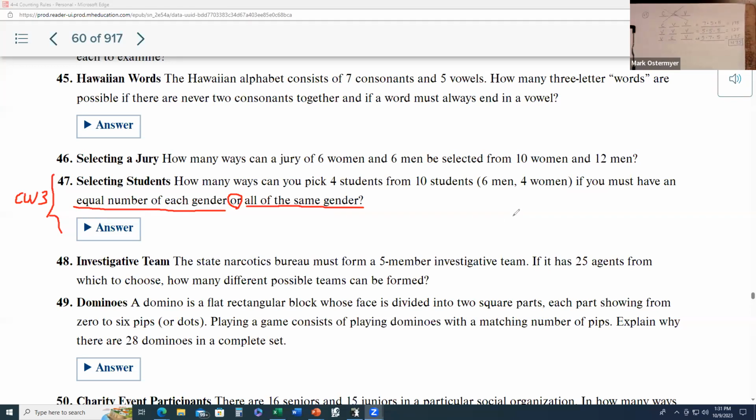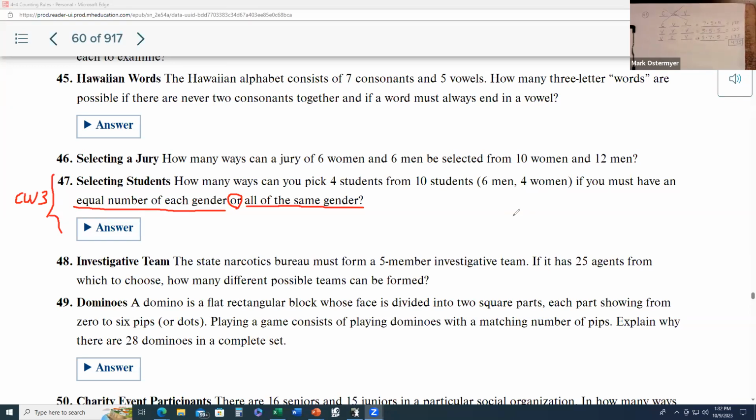Okay, let's try to wrap our heads around this here. How many ways can you pick 4 students from 10 students, 6 who are men and 4 who are women, if you must have equal number of each gender or all the same gender? You could think of it as trying to form a committee of size 4 students. We have 10 to select from. Our committee must have equal number of each gender, or it must have all the same gender.